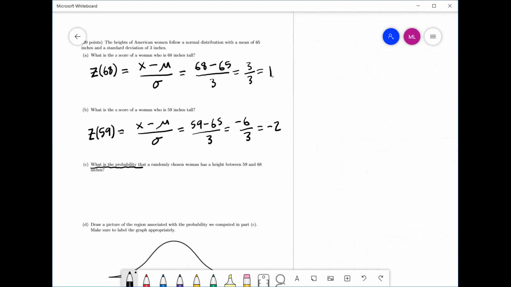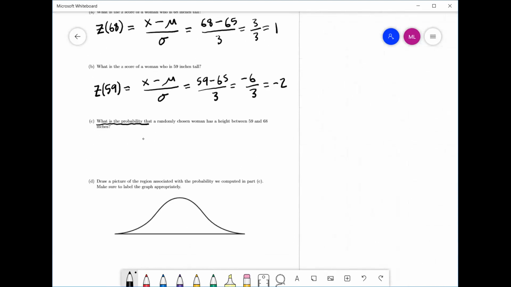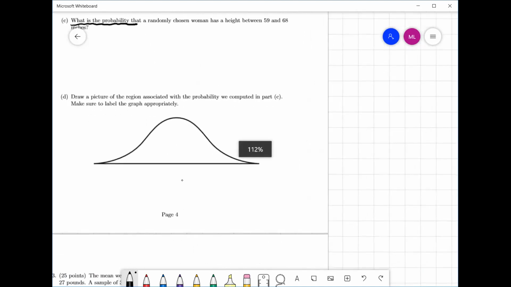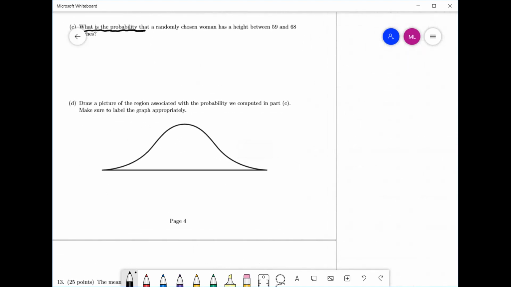Okay, so here's the two z-scores. Maybe before we do this, I often find it helpful to draw the picture first. So I'm going to start with the picture and then compute the probability. But basically, I have to label this graph appropriately. So I also need to locate all the different points that we're interested in. So essentially, I'm interested in all the different z-scores.